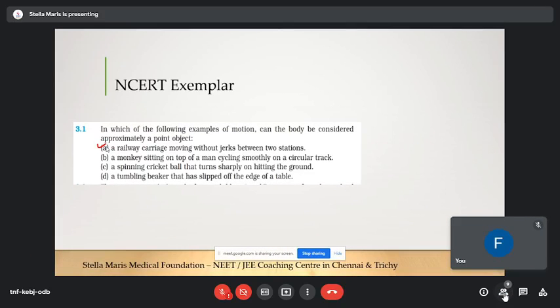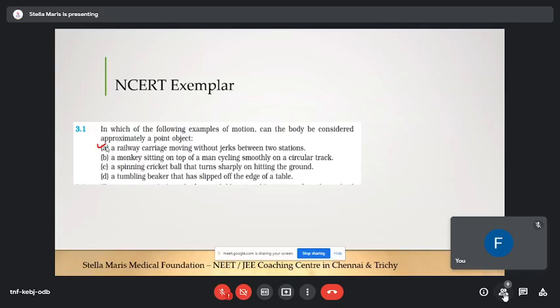Okay, but there's a fundamental thing. So what are the conditions, Disha? Tell me, what are the conditions for a point object? Two conditions I have told. The second condition is that the size has to be smaller than the distance covered. What is the first condition? Motion is along a straight line. Very good. Motion should be along a straight line.